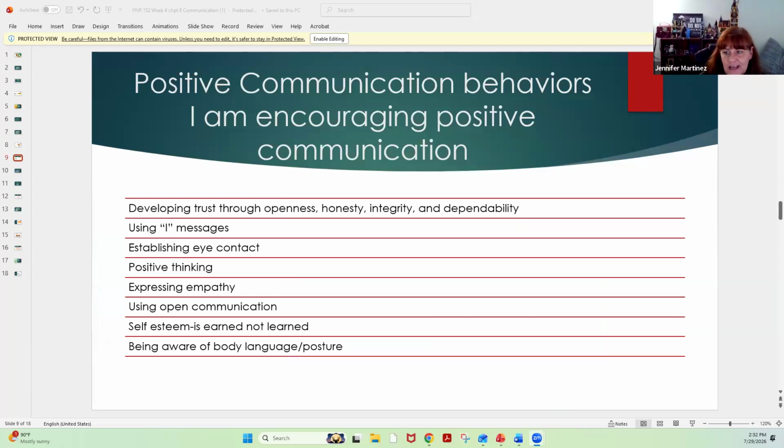Other positive communication. Of course, we have to develop that therapeutic communication between us and our clients. And so we develop trust through openness, honesty, integrity, and dependability. We use I messages. I don't know if anybody has ever heard of I messages before. Well, let's start there. Has anybody heard of I messages before?